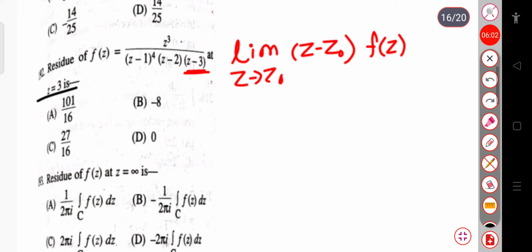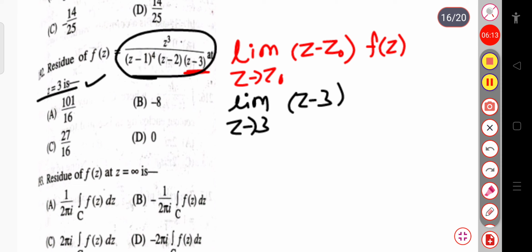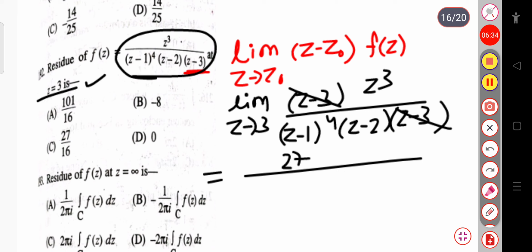And here you can see the z naught point is nothing but 3. So here I can write limit z tends to 3 of z minus 3 into f of z, which is z cube divided by z minus 1 power 4 into z minus 2 into z minus 3. This z minus 3 gets cancelled. Now if I substitute this value, this will be 3 cube, that is 27, divided by 3 minus 1, that is 2 power 4, 16, into 3 minus 2, that is 1. So 27 divided by 16 is your answer. Okay, so in this way you can calculate.